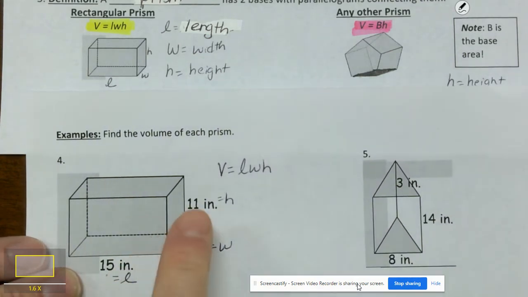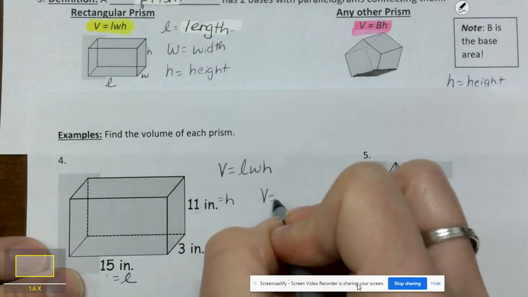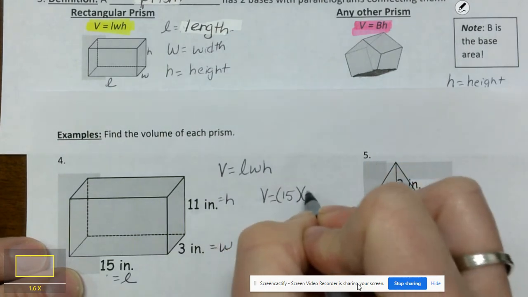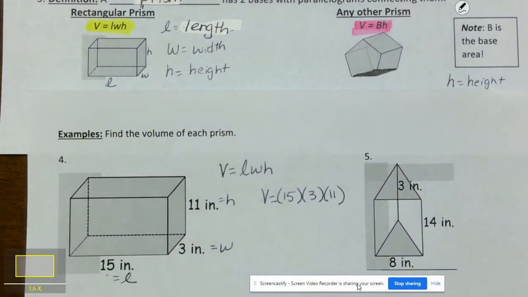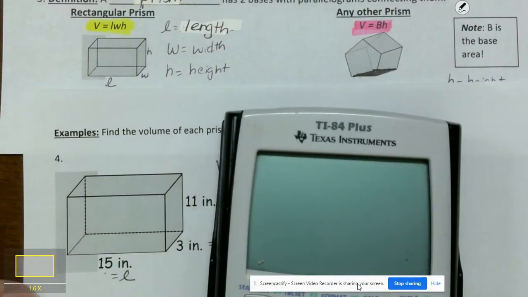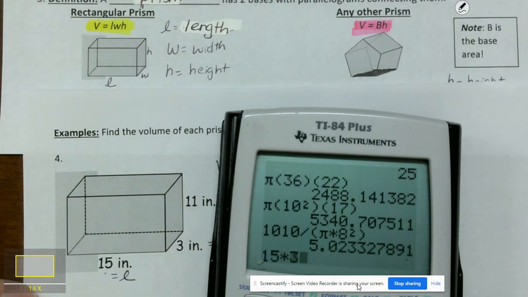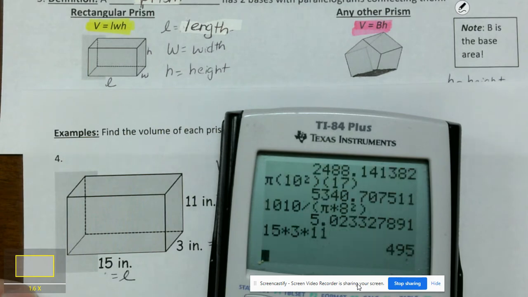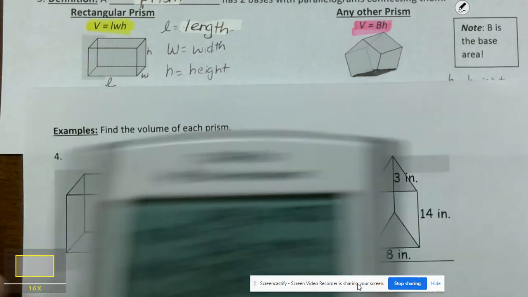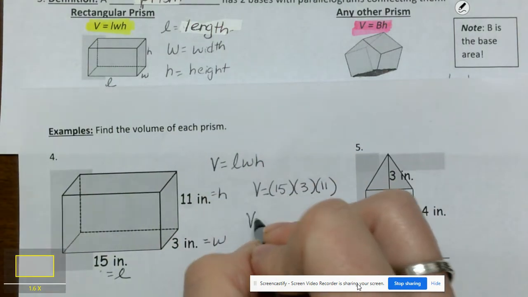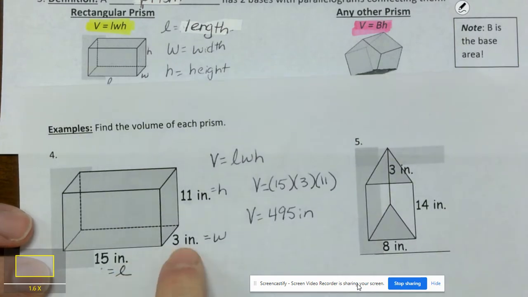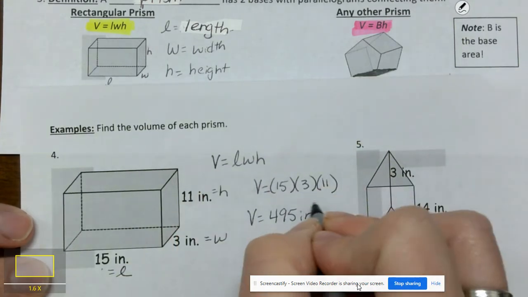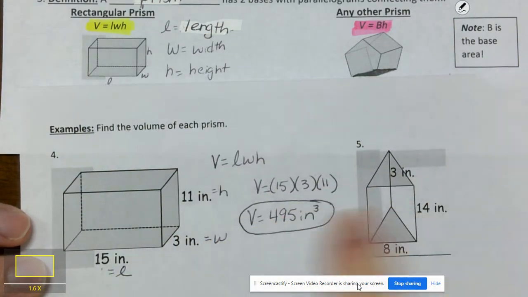So basically it's plugging these numbers in. V equals 15 times 3 times 11. And then it becomes a calculator problem. So we're keying in our calculator, 15 times 3 times 11. And we get 495. So our volume is 495, and notice it's inches, and we do it 3 times multiplying. So that's going to be inches cubed. So anytime you have volume, again, it's going to be cubed, inches cubed.